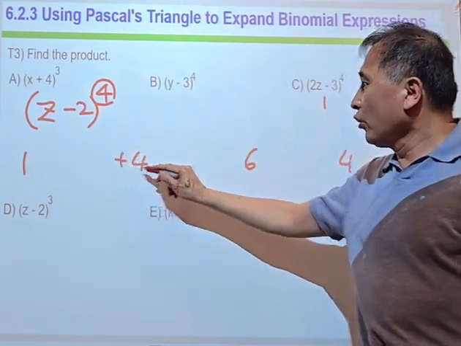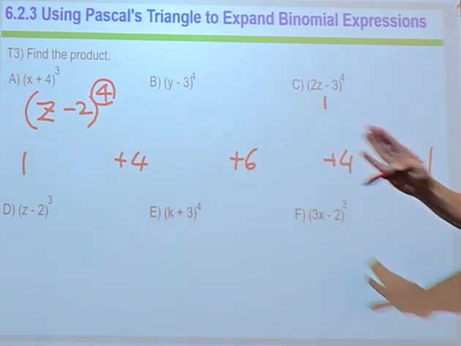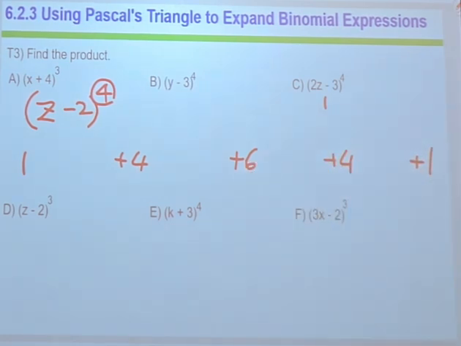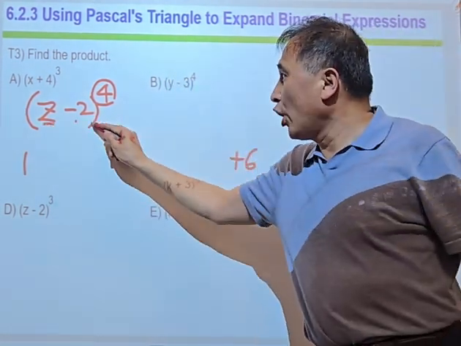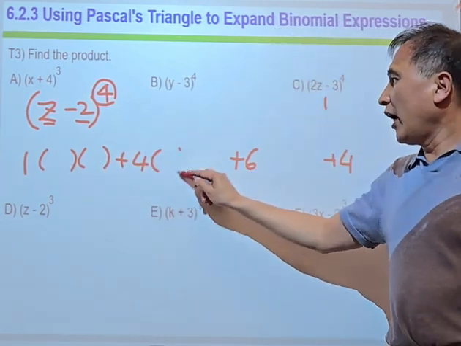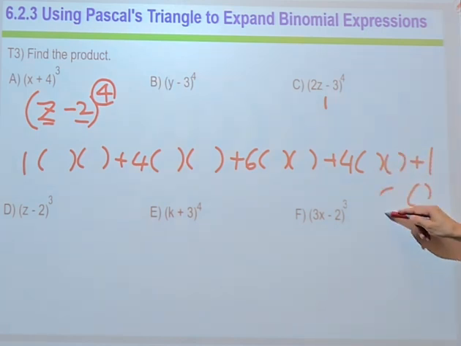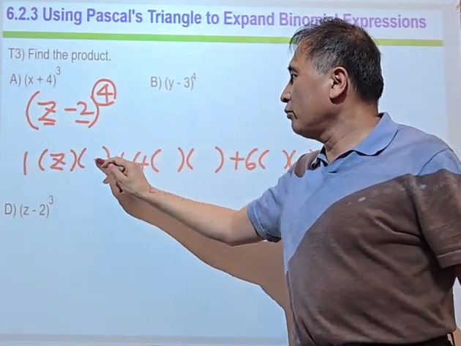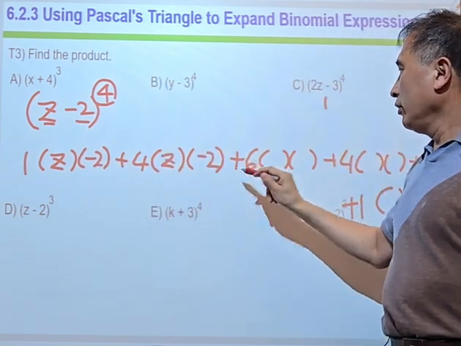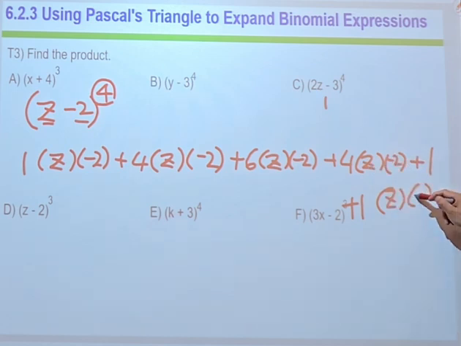And in order to separate the terms, I write plus signs. That means 1, 2, 3, 4, 5 terms will be there when this is the 4th power. Everybody got it? Now, because there are 2 terms, I write 2 parentheses multiplying right there for each term. Everybody got it? And then I write z first here, and then minus 2 here: (z - 2), (z - 2), (z - 2), (z - 2), (z - 2).